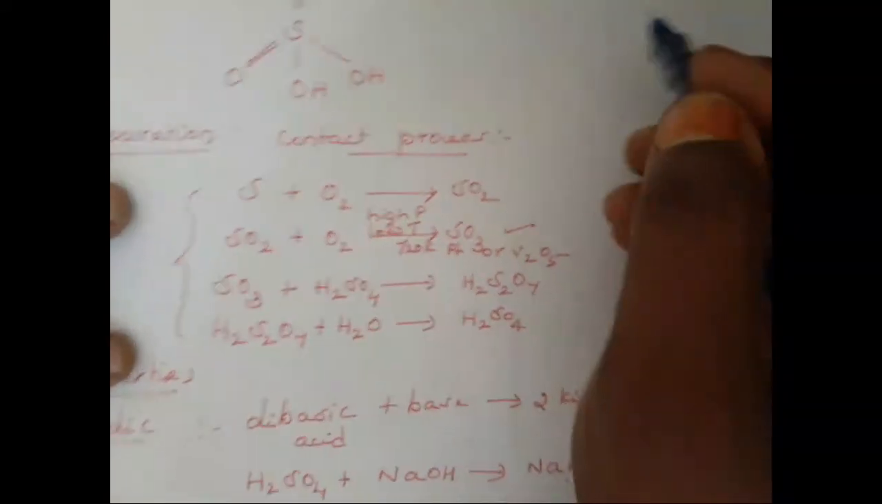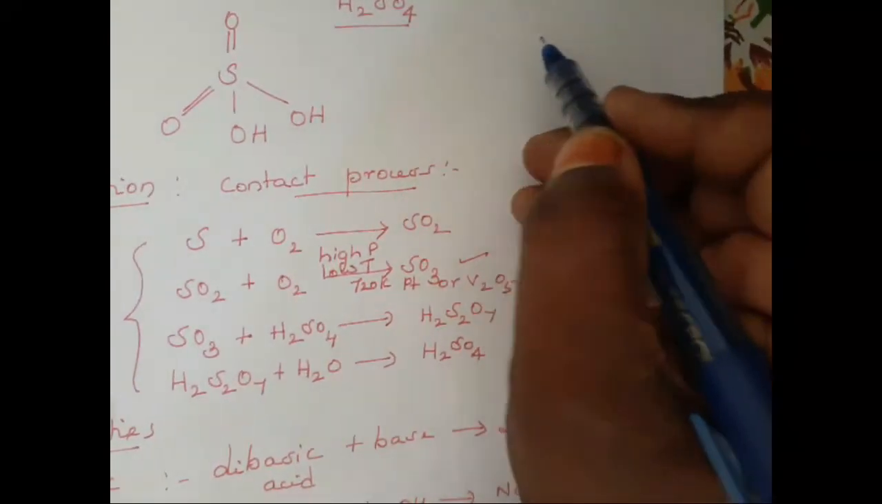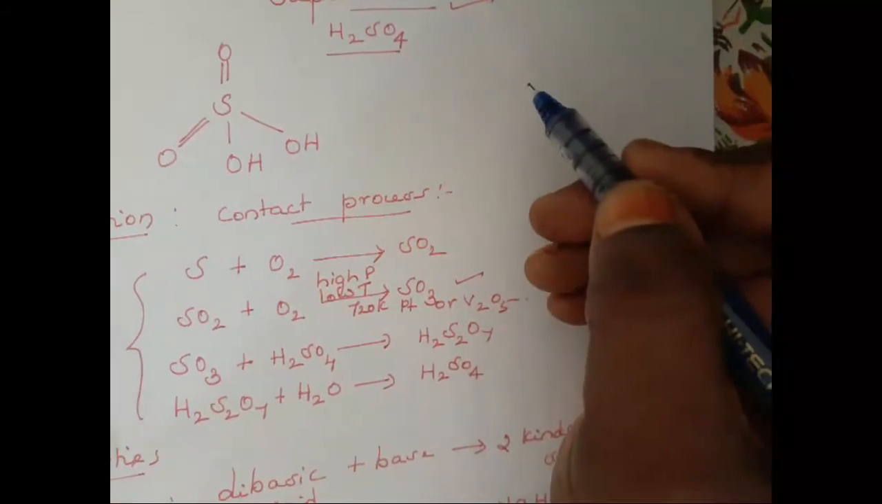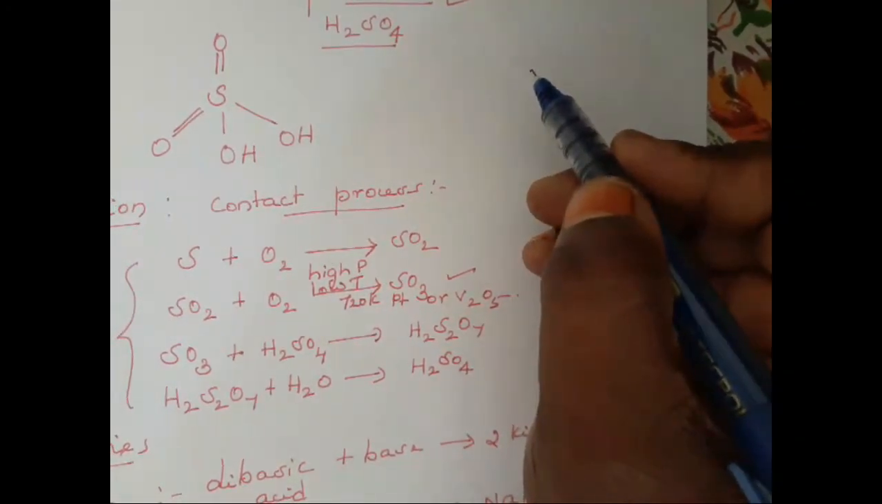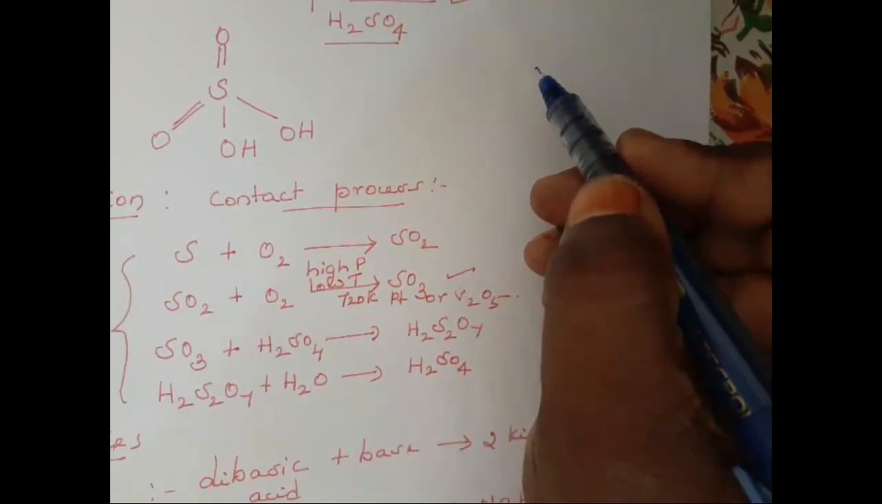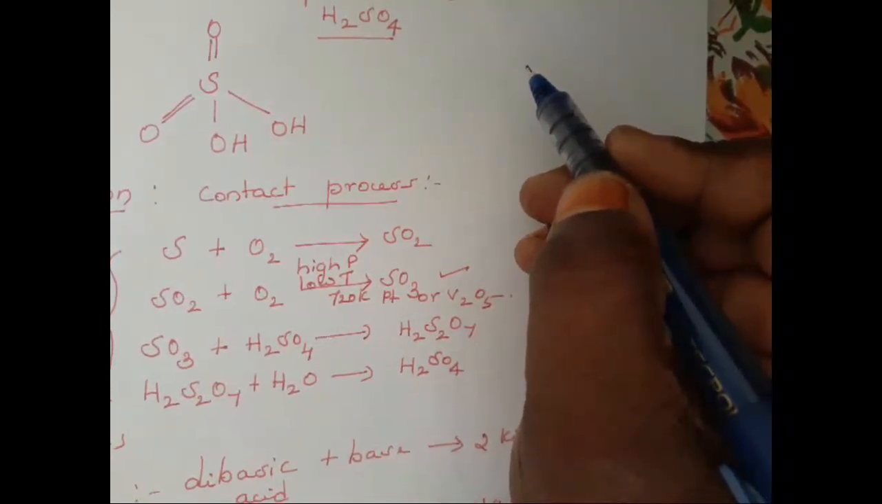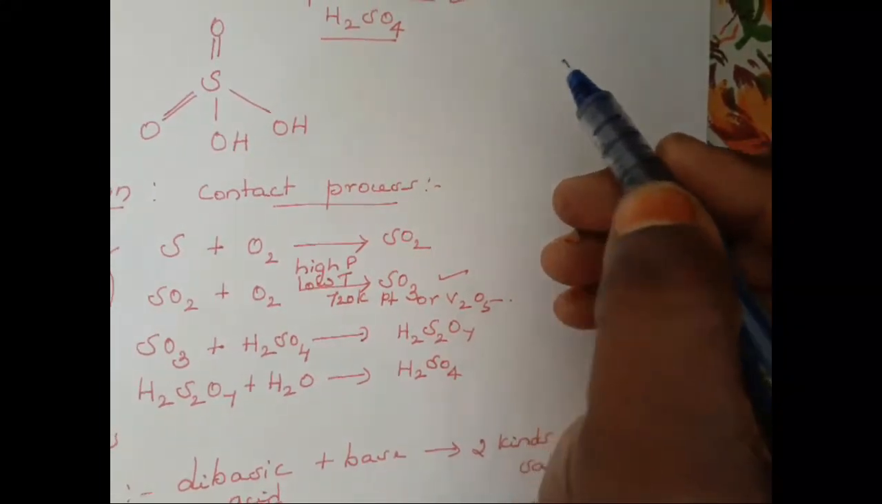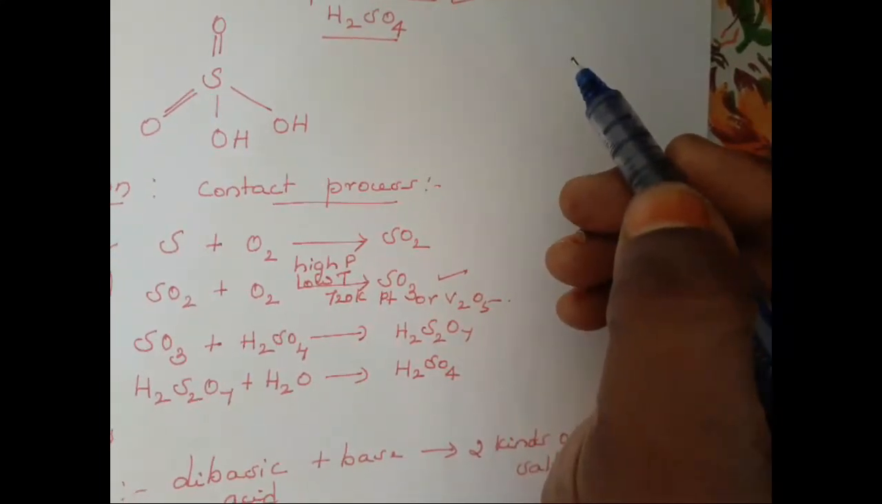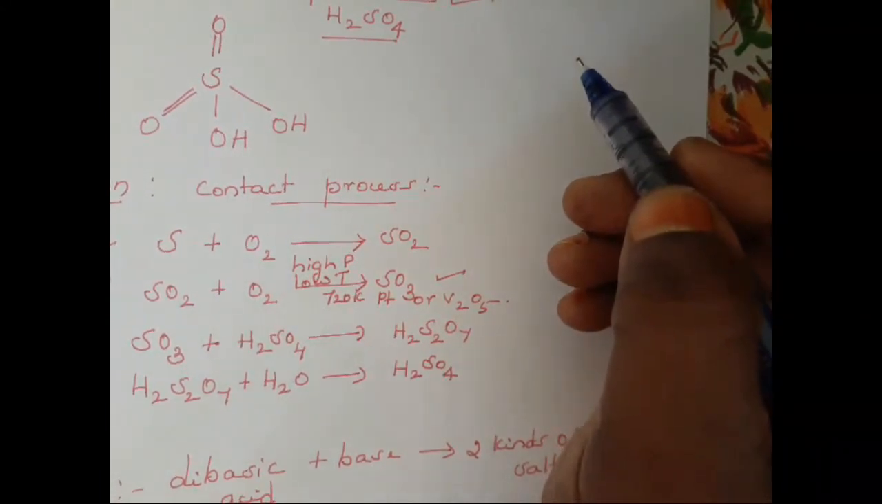Now let us see the uses of sulfuric acid. Sulfuric acid is used in the manufacture of fertilizers like ammonium sulfate, dyestuff, explosives, drugs, chemicals, pigments and plastics. It is also used in the leather industry, storage cell, petroleum industry and as a laboratory reagent.